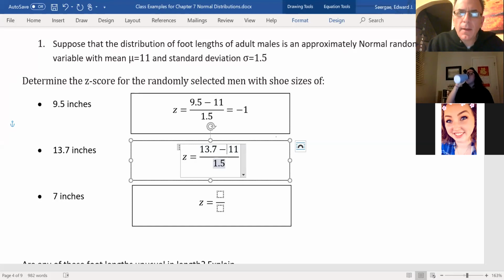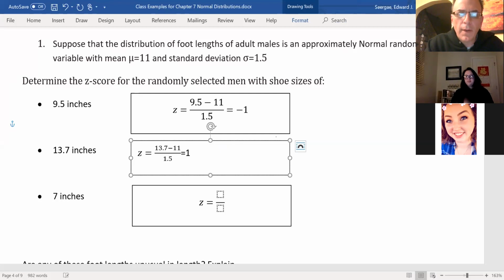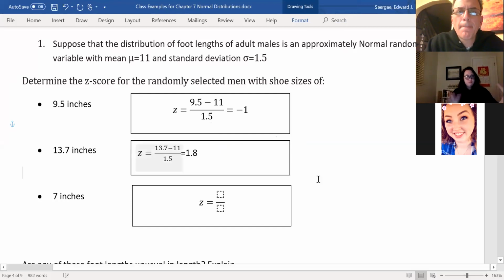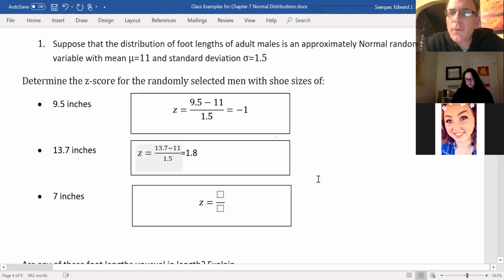And that's going to be a z-score of 1.8. So 1.8, and again, how do we interpret z-scores? It's always the number of standard deviations above or below the mean.